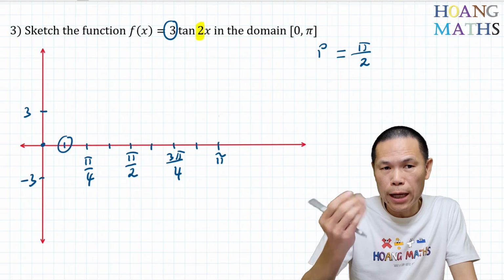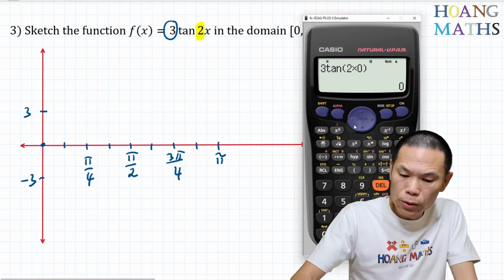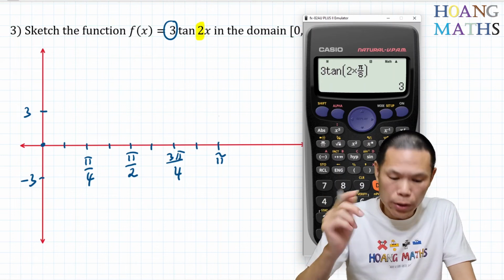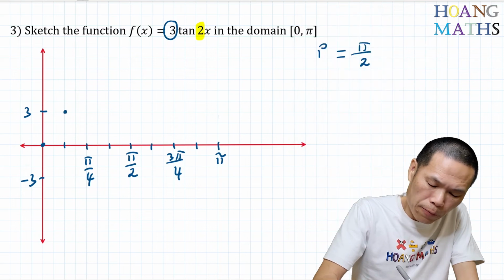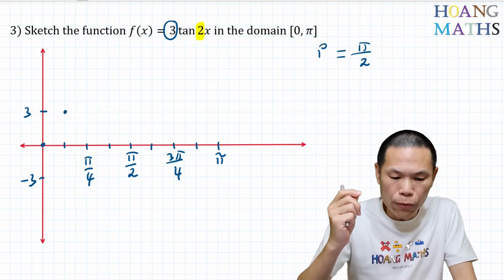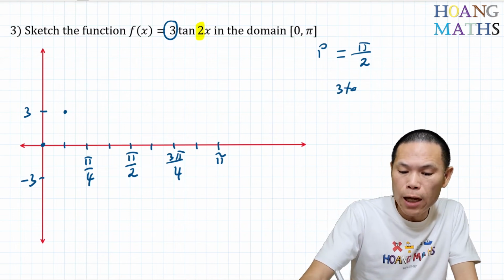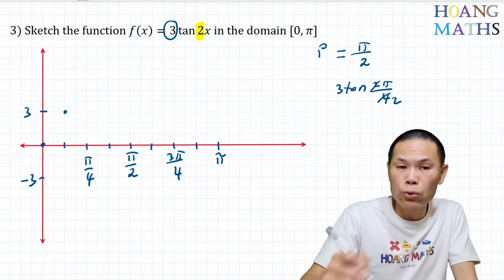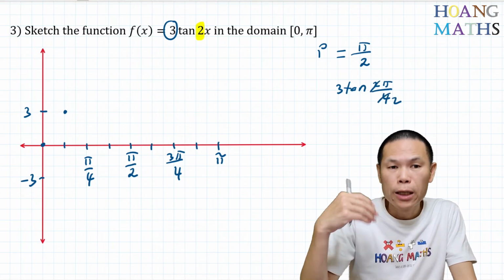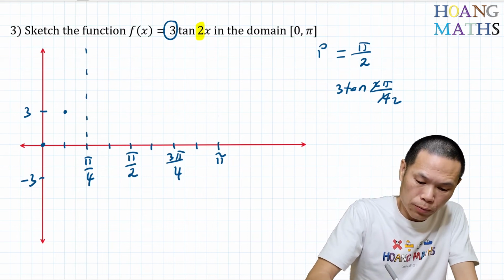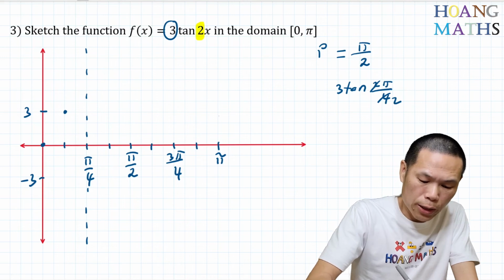Let me put that in a calculator for you. If we change that into pi over 8, there you go, it gives you 3. So this is 3 here. And then the next one is pi over 4. If you put that in your calculator, you get 3 tan of 2 pi over 4, and you cancel that, it gives you pi over 2. You know that tan of 90 degrees is undefined, so therefore this is the asymptote. Now we just connect this together.